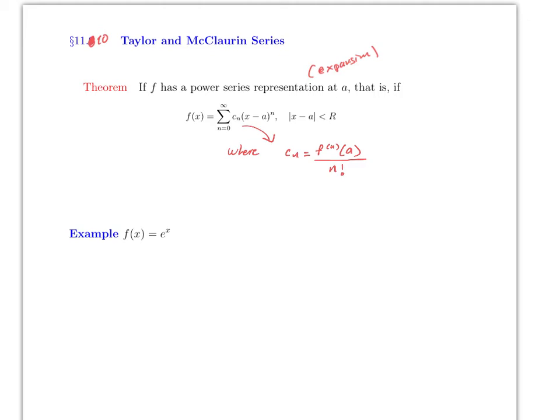Okay. Now, if we expand this, and this is one of the most useful things in the whole class, the following, this will be c0 times x minus a to the 0 power, which is just c0, plus c1 x minus a, and so forth, c2 x minus a squared, and it keeps going. Now, so note, if a is equal to 0, then the Taylor series is called Maclaurin series.